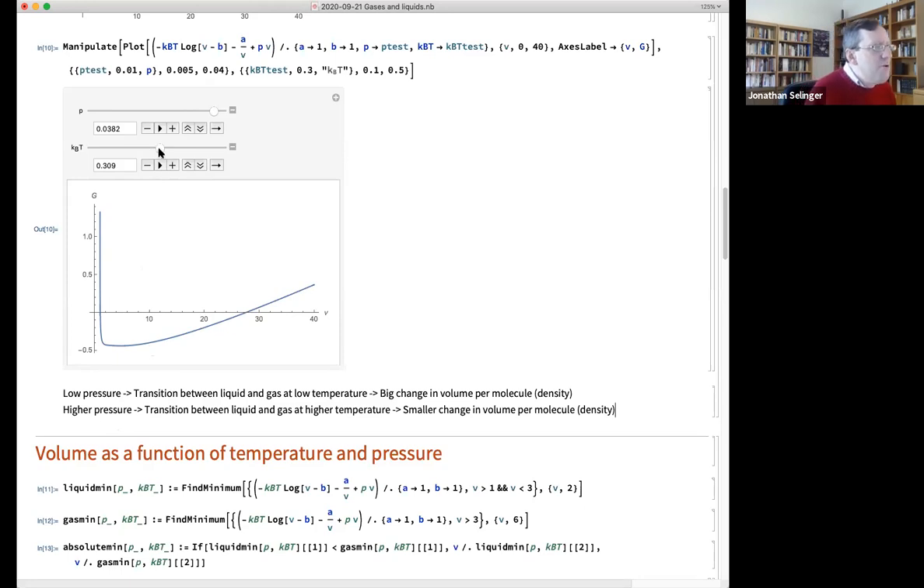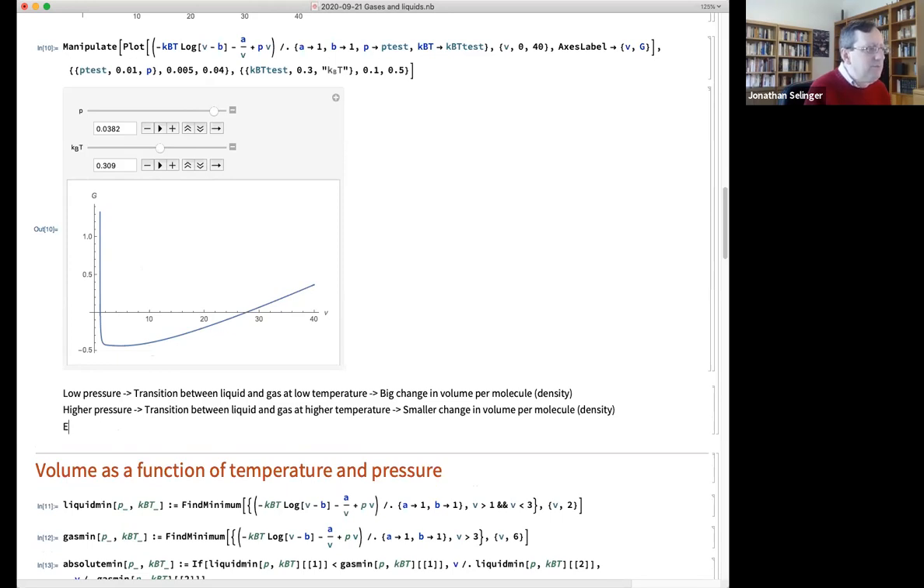And so I'll write that down. There is no transition between liquid and gas. There is just a smooth change in the volume per molecule.